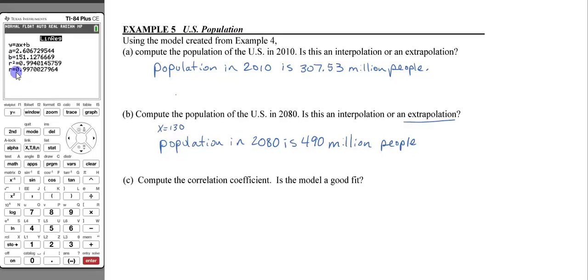Our correlation coefficient is the R. We'll be talking about R squared later in the course, but right now we have an R value of 0.997 about. And so is that a good fit? This number, the absolute value of that number, is very close to 1. So we can say yes, the model is a good fit.